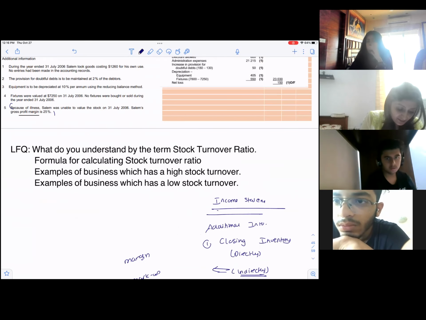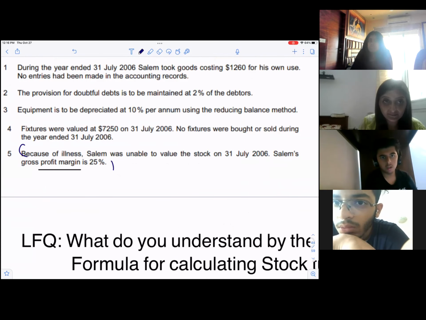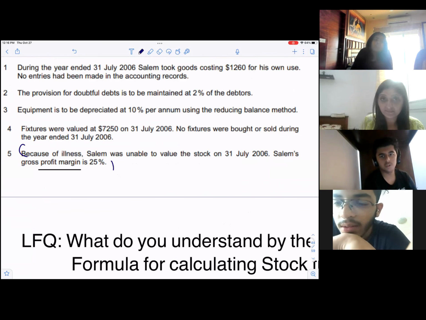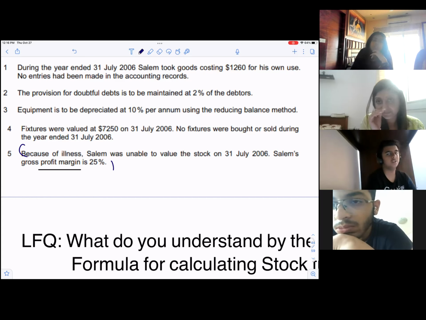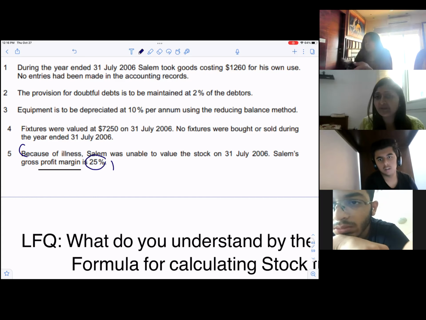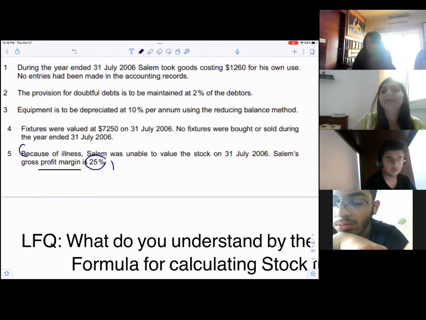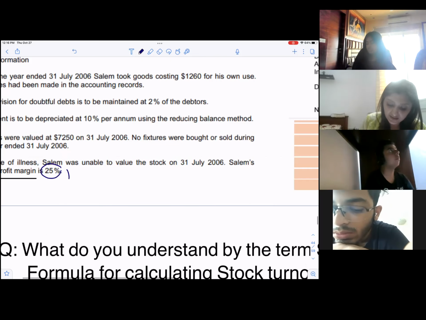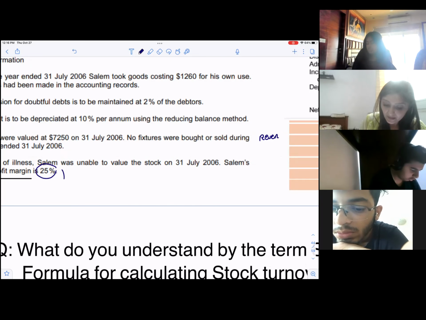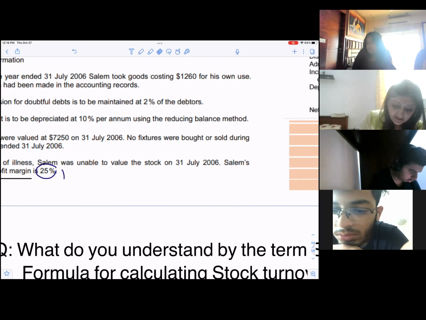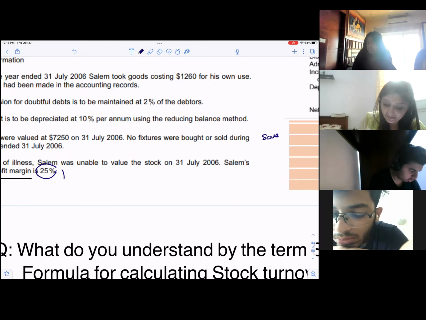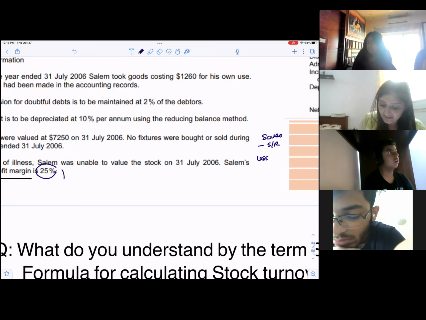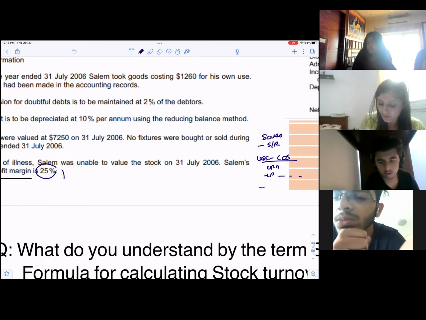Can you read this adjustment please for me? Because of the illness, Salem was unable to value stock on 31st July 2006. Salem's gross profit margin is now 25%. So you don't have to do anything for it. You will simply start making your income statement and putting your things: revenue, or sales minus sales return, then less cost of sales. In cost of sales, you do opening plus purchases minus closing.